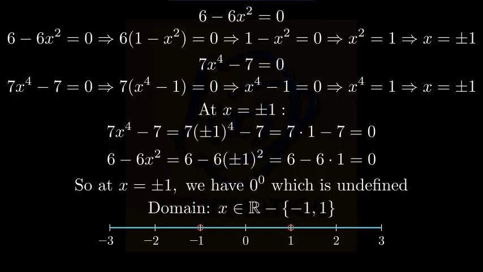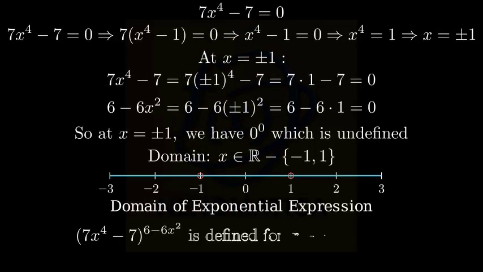In summary, when determining the domain of exponential expressions, we need to check for cases where we might get 0 to the power of 0, which is undefined. For this specific expression, we exclude x equals plus or minus 1 from the domain.